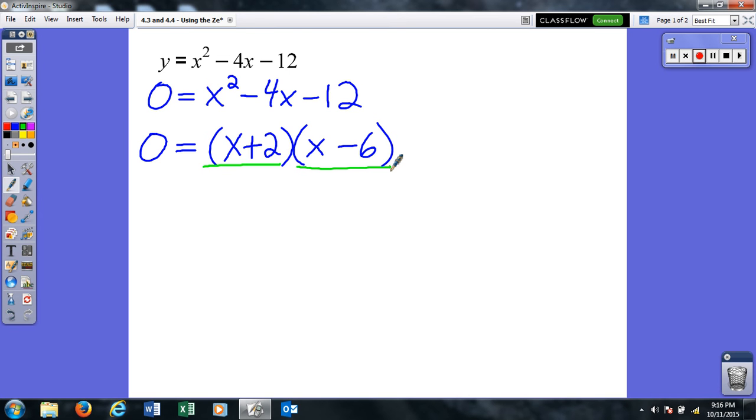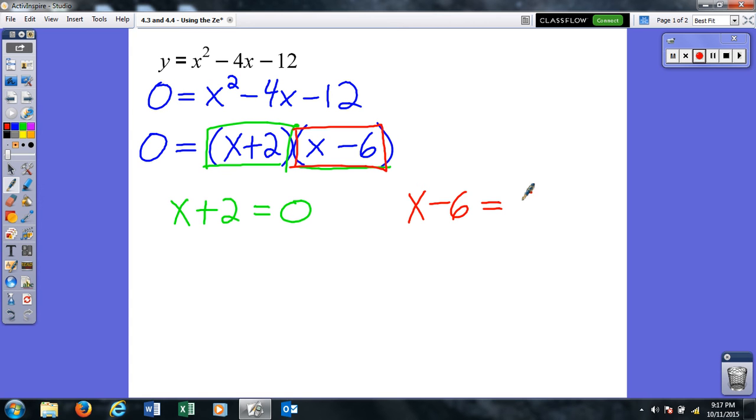So that means we can take x plus 2 and say, well, this could be 0, because if x plus 2 is 0, then this thing in the box is 0, and then we would get 0 times whatever x minus 6 is, and we'd get 0. But we could also have x minus 6 be 0. So if x minus 6 is 0, then what's in the red box is 0, and we get 0 times whatever x plus 2 is, and so we get 0. So these are the two ways that this could be 0.